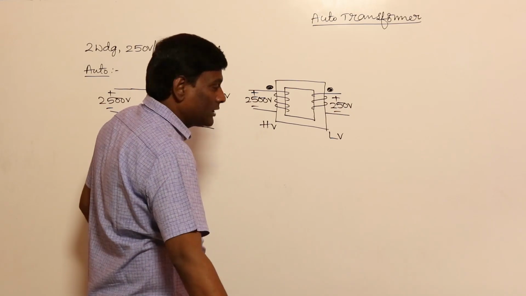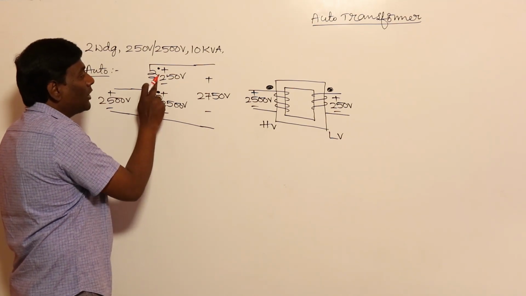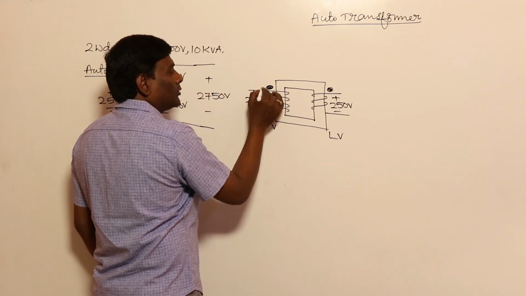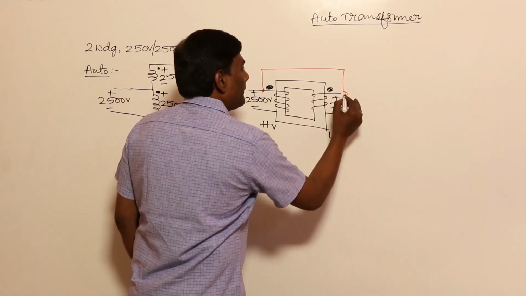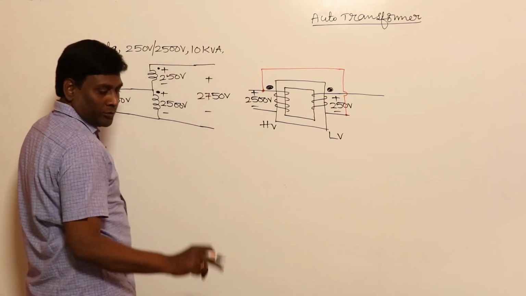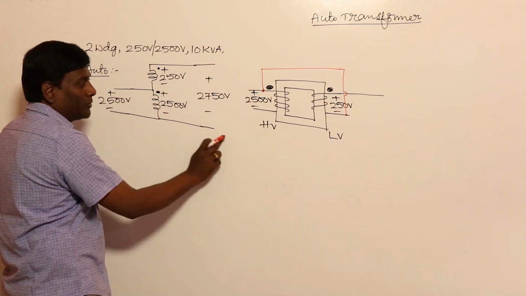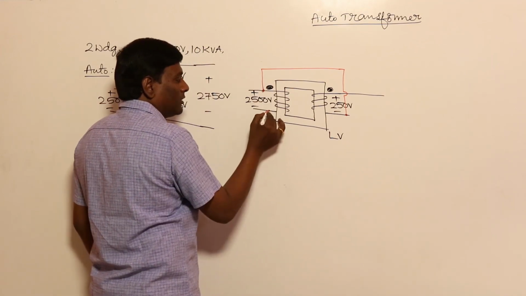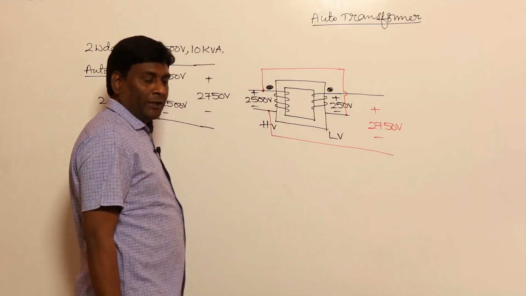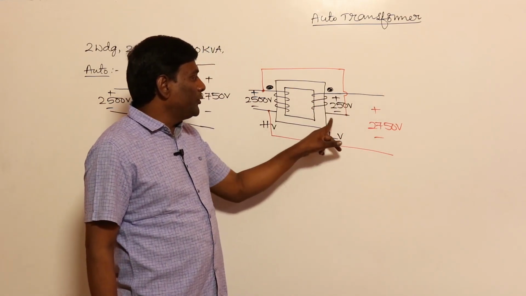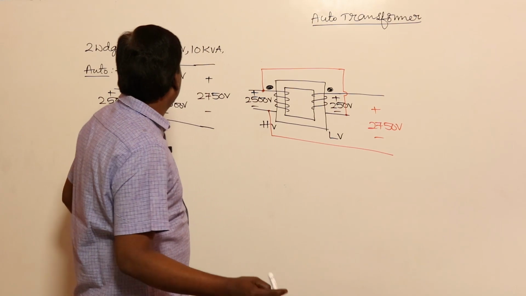Now how to convert this into an auto transformer? For example, the dot of 2500 is getting connected to the undot of 250. So the dot of 2500 we have to connect to the undot of 250. Now the dot of 250 is coming out. The undot of HV is going to be the output. So how much will be this voltage? 2750 volts, because if you apply KVL, this voltage equals 250 plus 2500, which is 2750 volts.